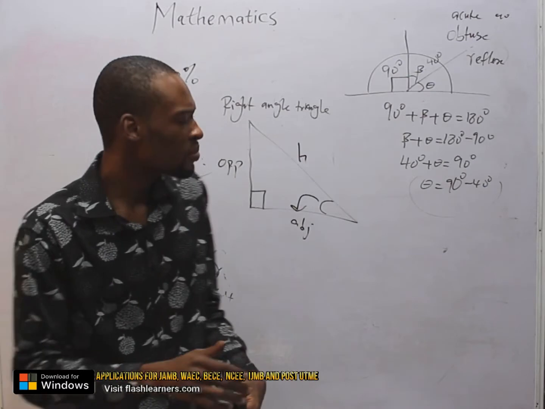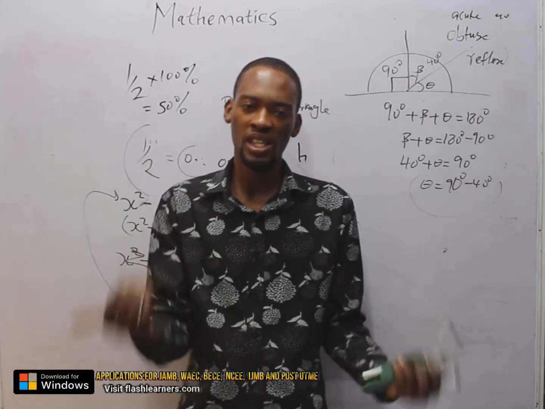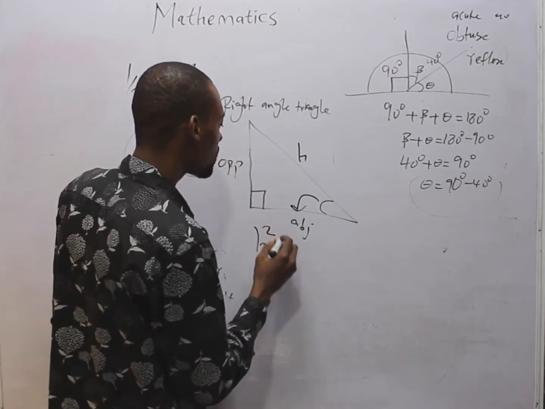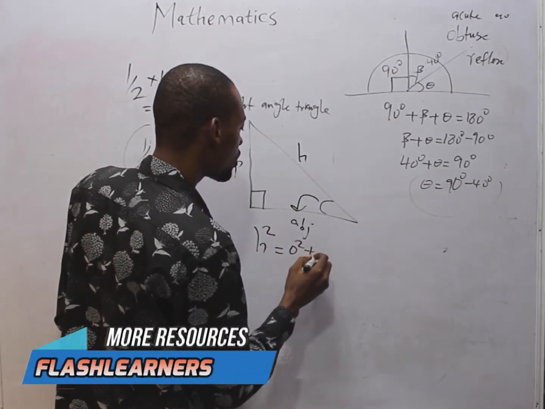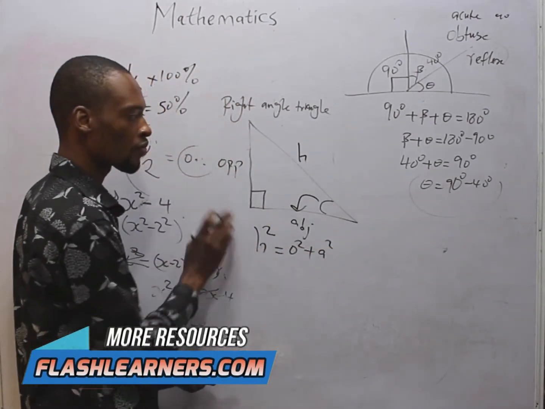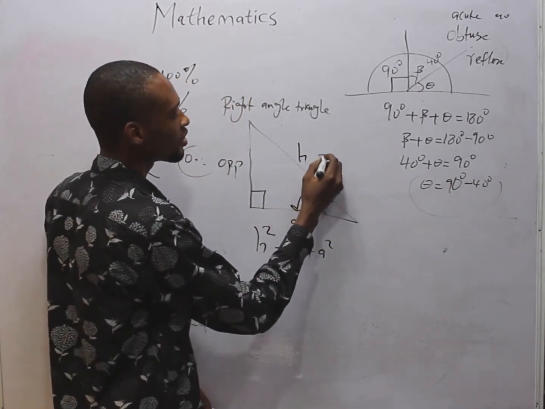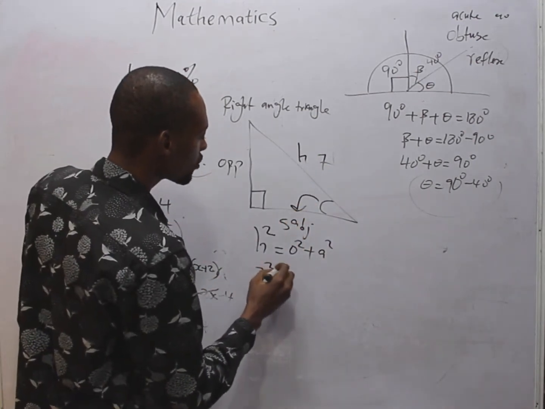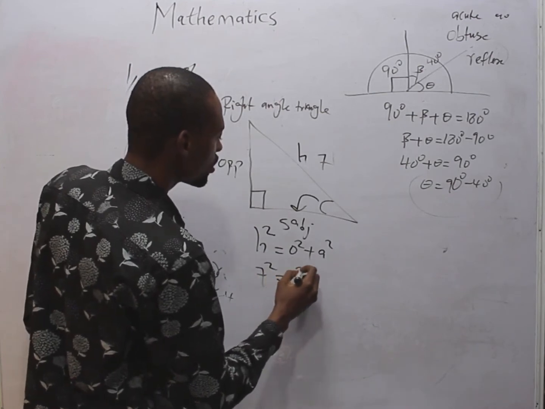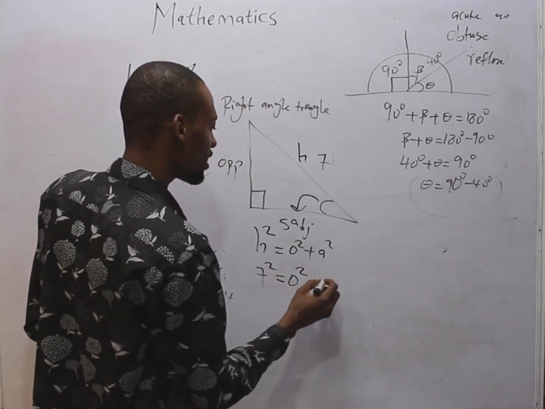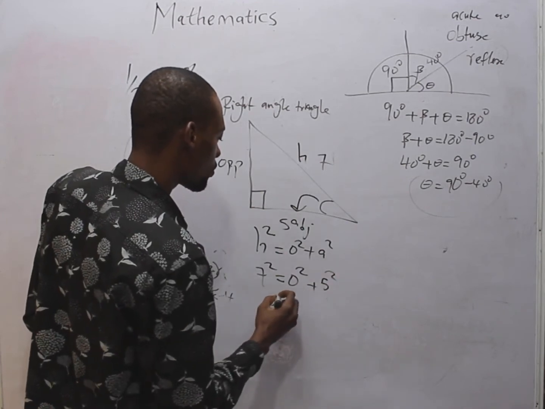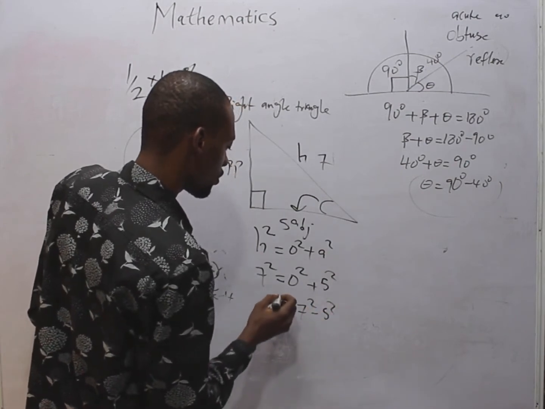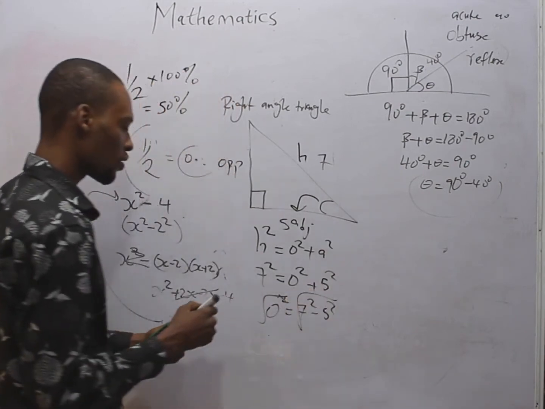And Pythagoras theorem only works for a right angle triangle. It states that in any right angle triangle, the square of the hypotenuse is equals the square of the opposite plus the square of the adjacent. Meaning if here is 7 and here is 5, to get opposite, it is simply 7 square is equals opposite square, which is the unknown, plus adjacent square, which is 5 square. So this is the square root of this, the square root of that.